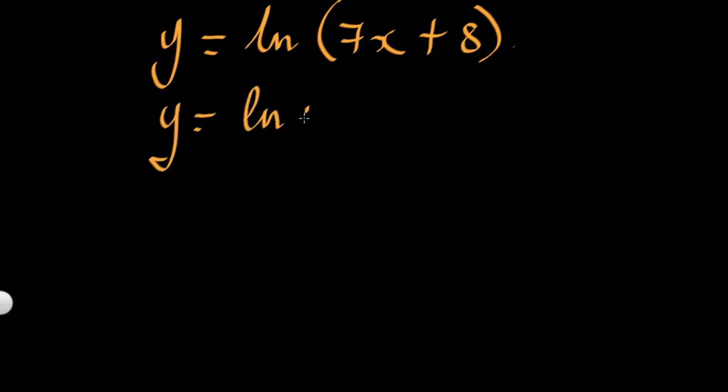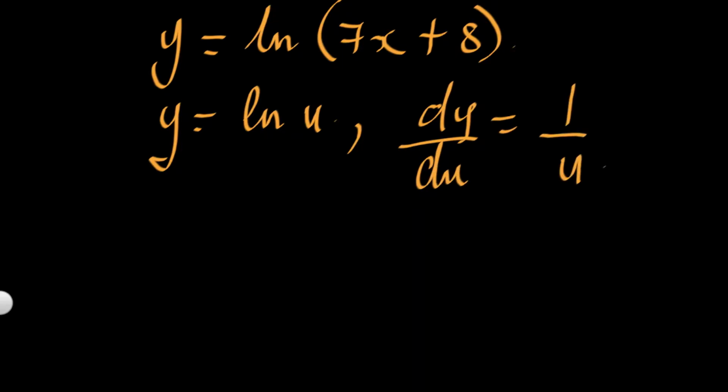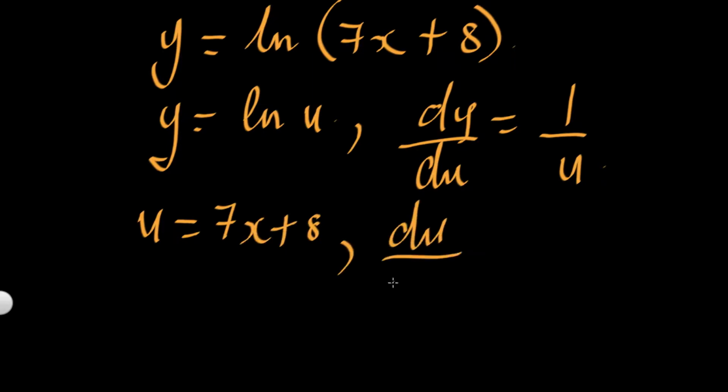So y is equal to ln u, which gives us dy/du is 1 over u. That is correct. Then we know our u is 7x plus 8. From here we can get du/dx is 7, because we're simply differentiating this function with respect to x. We get a 7.